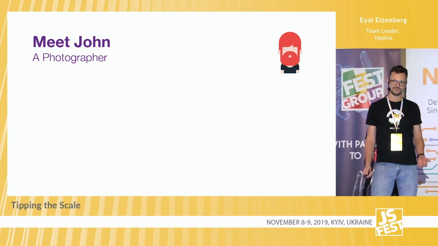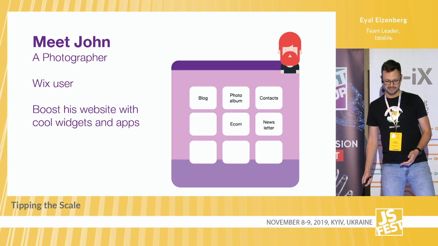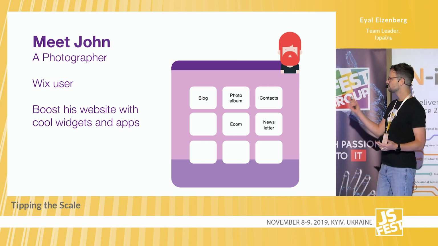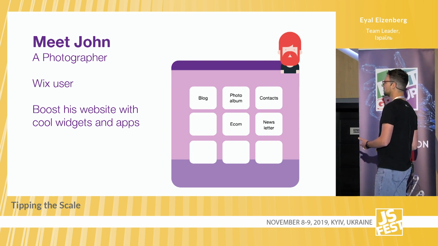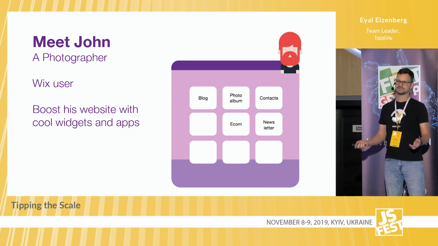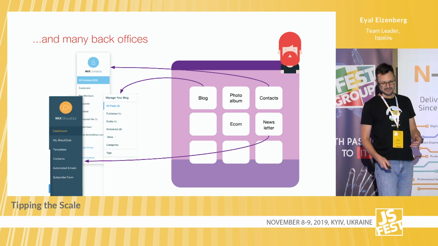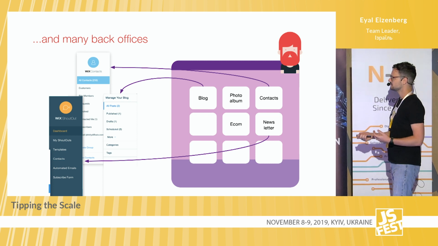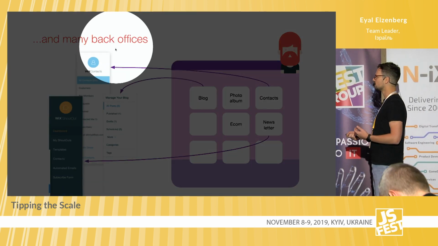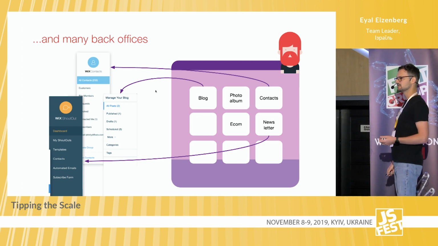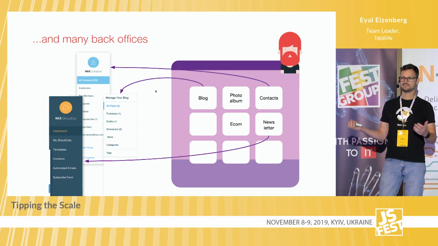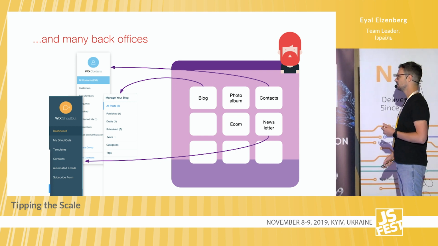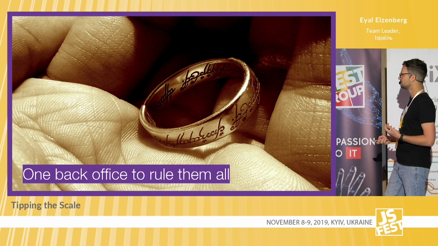John is a photographer, and he's a Wix user, and he boosts his site with different kinds of applications. He has a photo album, and he's writing a blog, he has contacts, e-com, and so on and so forth. And he has many, many back offices. He has a back office for sending shout-outs, for contacts, his blog, and so on. And this was actually the case back at Wix a little bit over 2 years ago. And you can imagine this had many issues.